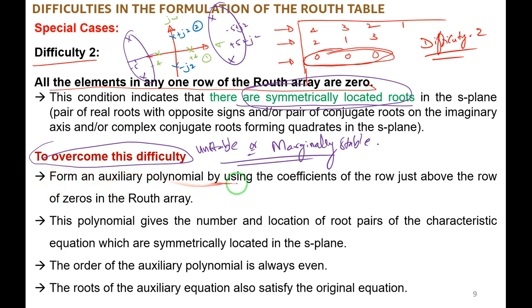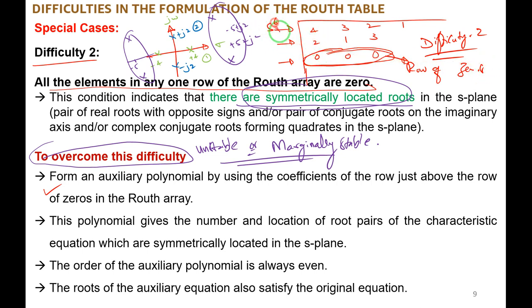Form an auxiliary polynomial by using the coefficients. I will just read it out. If you understand, well and good, or else we will be solving a numerical based on this. Form an auxiliary polynomial by using the coefficients of the row just above the row of zeros in the routh array. This is the row of zeros because all the elements are zero.